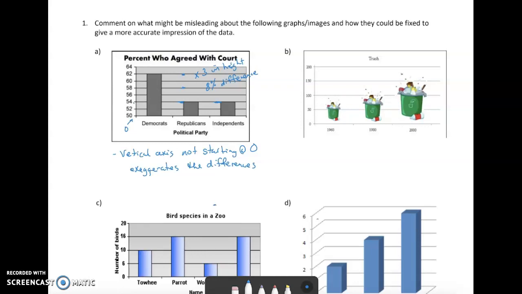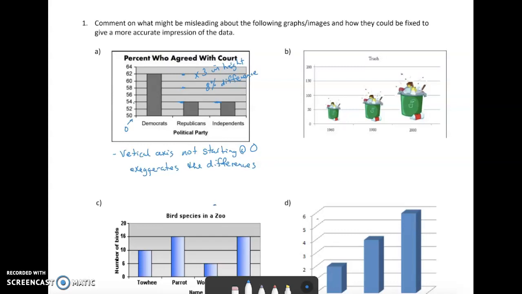So what could they do to fix it? They should start counting at 0 and count by a consistent amount on that vertical axis, and then that would level those bars out to where the height visual difference actually matches what the 8% difference is.